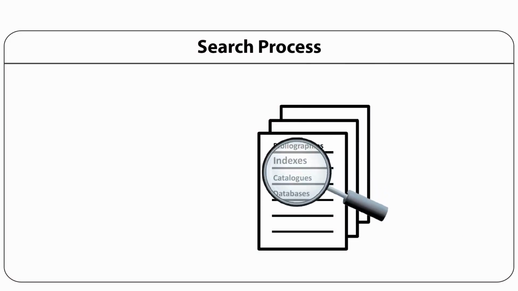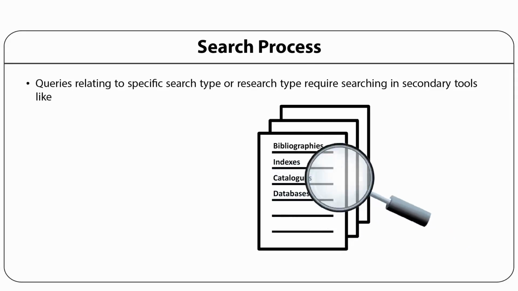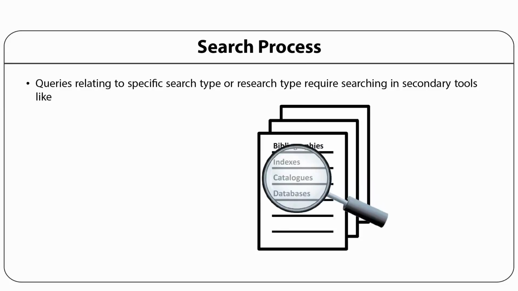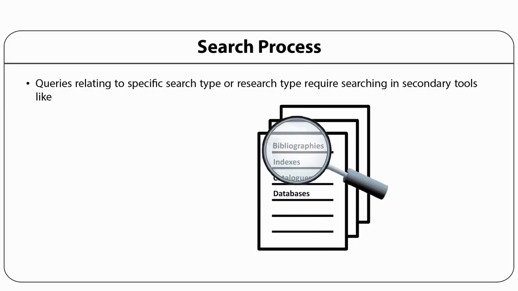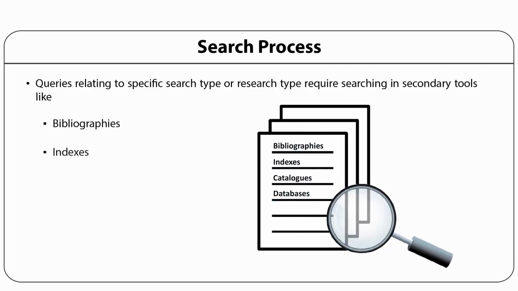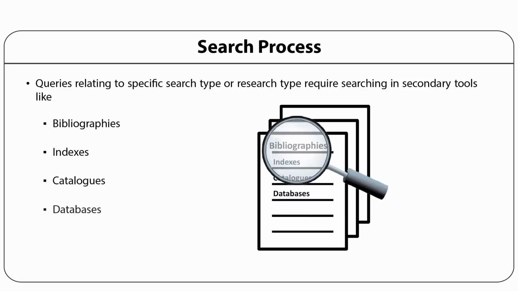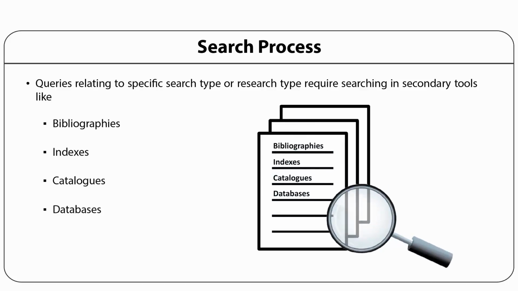Search process. The queries relating to specific search and research type, including more difficult ready reference type, require searching in secondary tools like bibliographies, indexes, catalogs, and databases to find the requisite sources containing the answer.